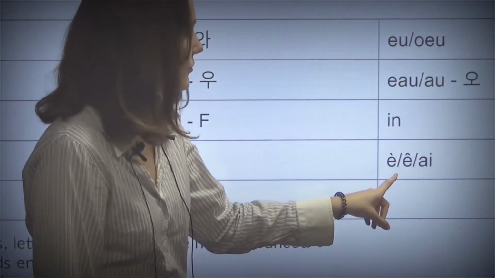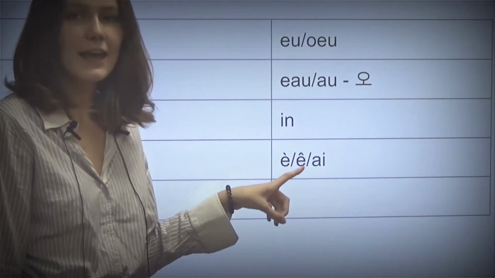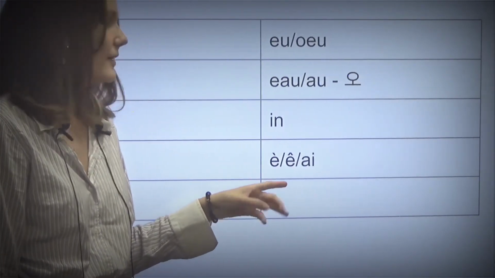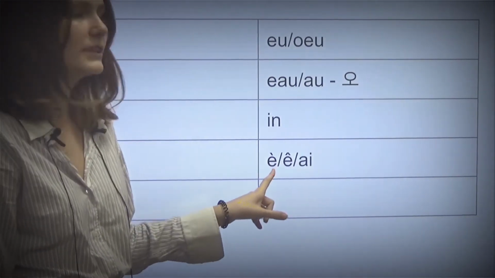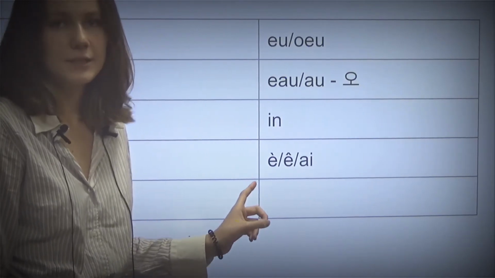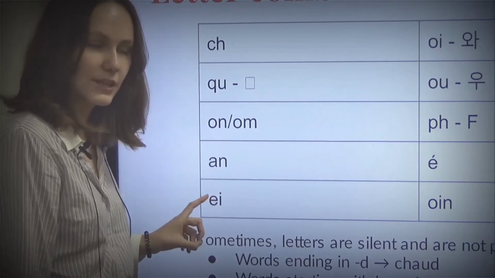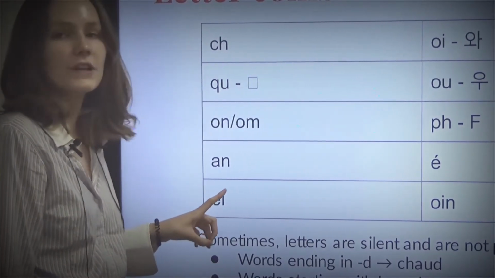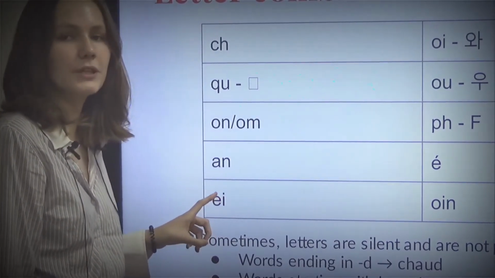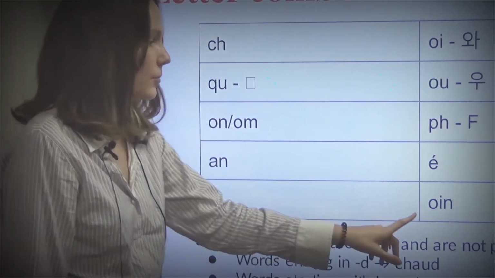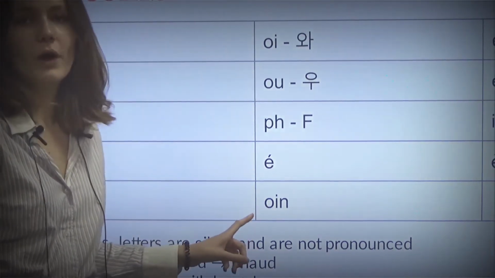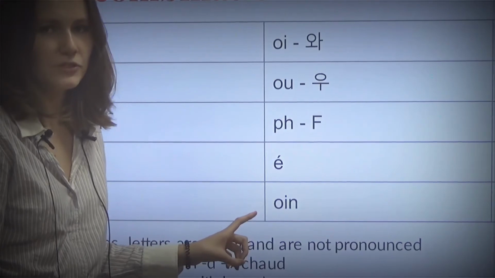Then we have different variations. They all sound like è, and an example with this one is lèvre, which means lip. Now, this one also sounds like è and an example would be baleine, which means whale. Then we have OIN, ouin, like coin, which means a corner.